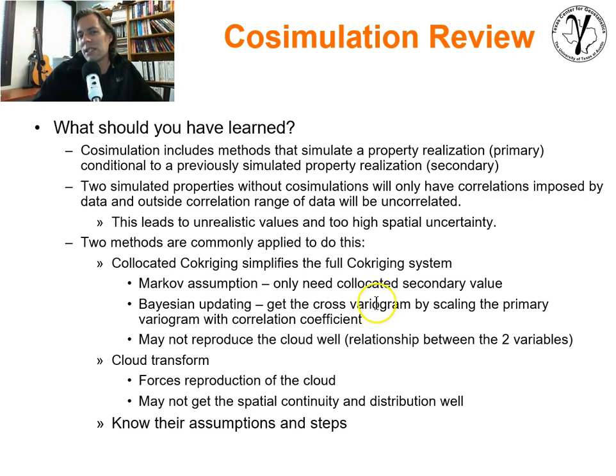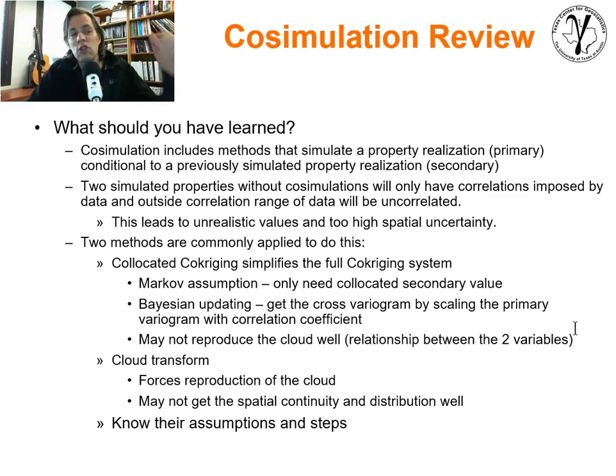Bayesian updating, we still need the cross variogram between the secondary and the primary because we have that one retained secondary within the system, and we get it by scaling the primary variogram with the correlation coefficient. Now note, this may not reproduce the cloud or the bivariate relationship very well, the relationship between the two variables. It's only constrained by the correlation coefficient, the linear correlation coefficient between the two. So if there's complicated nonlinear relationships between the primary and secondary, it's got heteroscedasticity or something like that, you're not going to get that back.